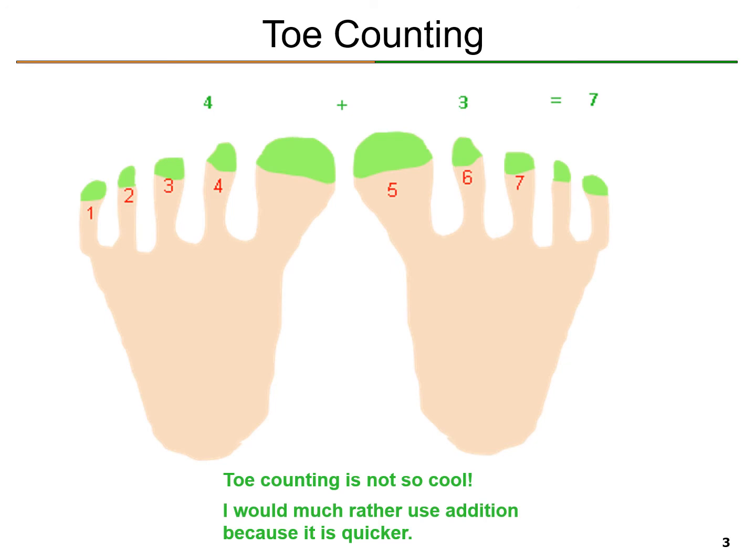This is toe counting. Let's say that we have 4 objects that we count on our left foot using our left toes, and we add that to 3 objects that we're counting on our right foot using our right toes. So 4 plus 3 is 7. Of course, toe counting is not so cool. I would much rather use addition because it is quicker.